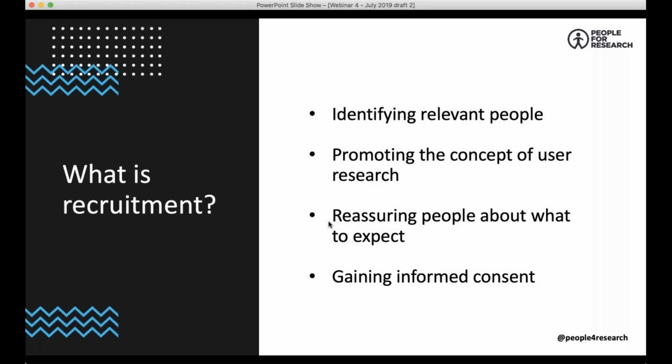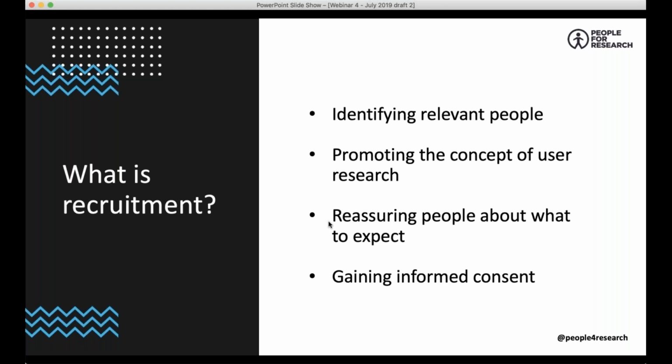It's really important in our role that we recognise how important it is to reassure people we're including in research about what to expect. For example, I've been asked in the past, do I need to wear a suit? You know, is it a formal interview scenario? People honestly don't know what to expect sometimes.